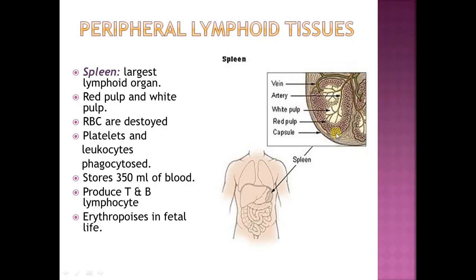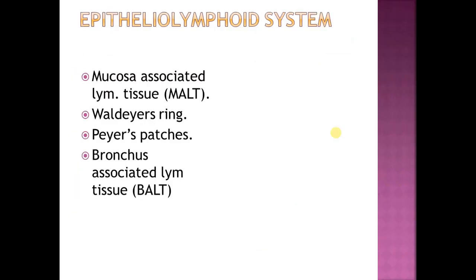So we have seen peripheral lymphoid tissue, one is the lymph node and the other is the spleen. Now we will come to the epitheliolymphoid system, which is related to the epithelial membrane, the epithelial layer. Immediately deep to the epithelium, we have mucosa associated lymphoid tissue or MALT. In MALT, you have GALT or gut associated lymphoid tissue. The other one is called bronchus associated lymphoid tissue or BALT.